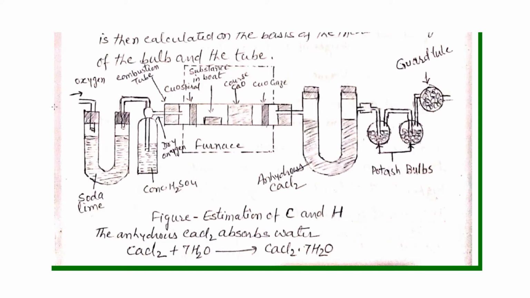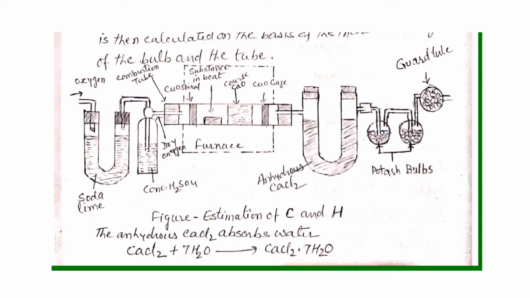From this inlet we have to pass the atmospheric oxygen, while this U tube contains soda lime mixture, and the outlet of this U tube is the inlet for another trap where we are using concentrated sulfuric acid. So this atmospheric oxygen should be free from CO2 and moisture. And now from this outlet dry oxygen will enter this tube.